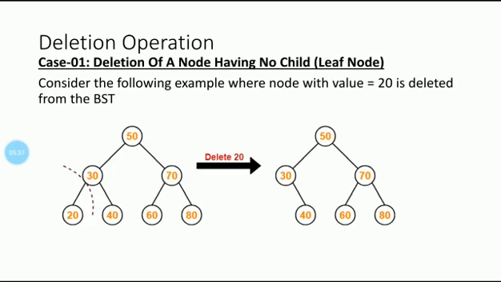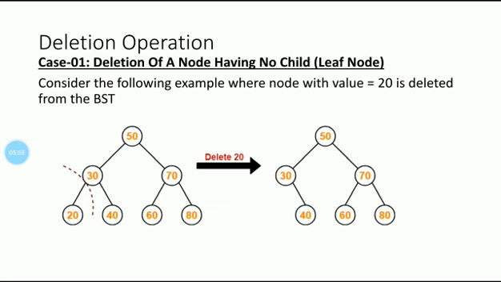And the next one is the deletion operation. Deletion operation means we are trying to delete a node or a particular element in the binary search tree. And it will happen in three different ways. That means in the first case, the node does not have any child. That means the node is considered as a leaf.